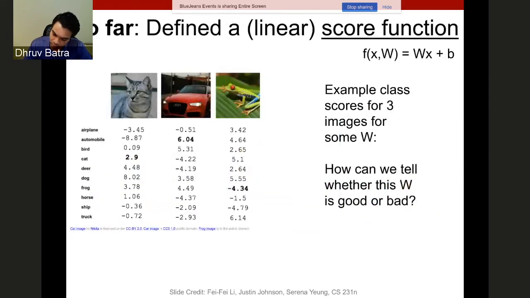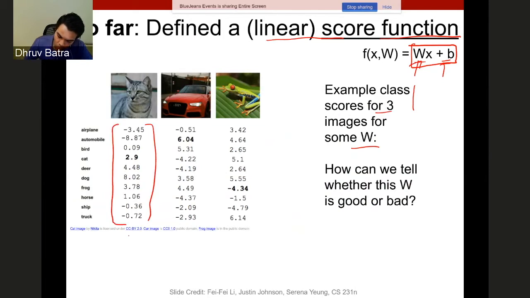Okay, so far what we've done is we've defined a scoring function. We have defined a model class, W transpose X plus B. And we've given you example scores for 3 images for some W. So if I just come to you with a W and B, and there are 10 categories, I will give you score vectors for these 10 categories for each of these 3 images. And our job is now to tell whether this W and B is good or bad. Is this a good W? Is this a bad W?